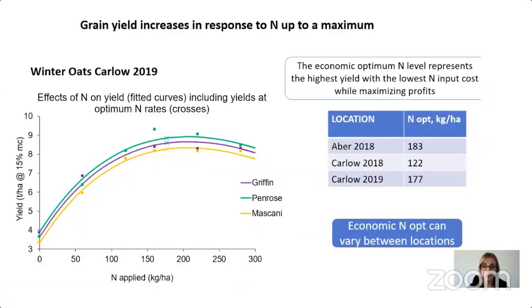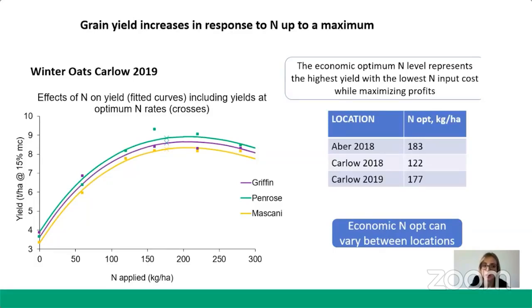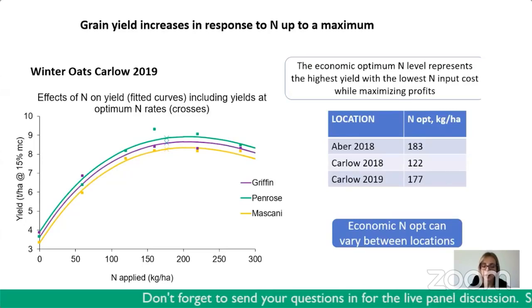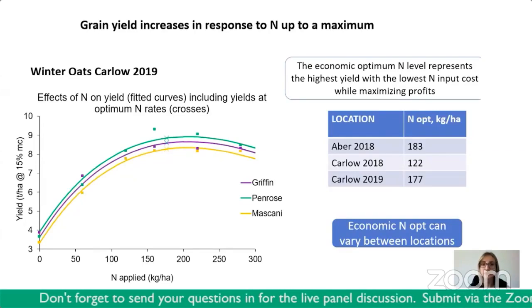Here are examples to show how curves can be fitted to show the response of yield to N and calculate the economic N optimum. The economic N opt is defined as the amount of N necessary to achieve high yield with the lowest input cost while maximizing profits. This chart shows the yield response to N for the winter oat varieties at Carlow in 2019. The table is the N opt of 3 different trials, which shows that N opt can vary between locations and seasons.